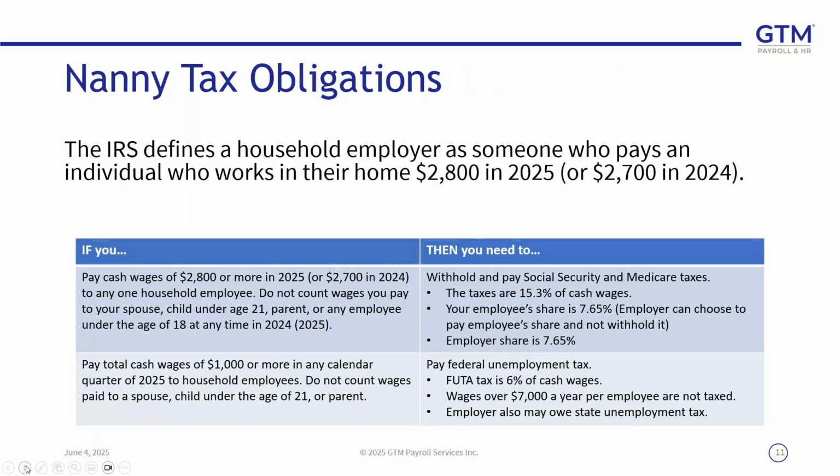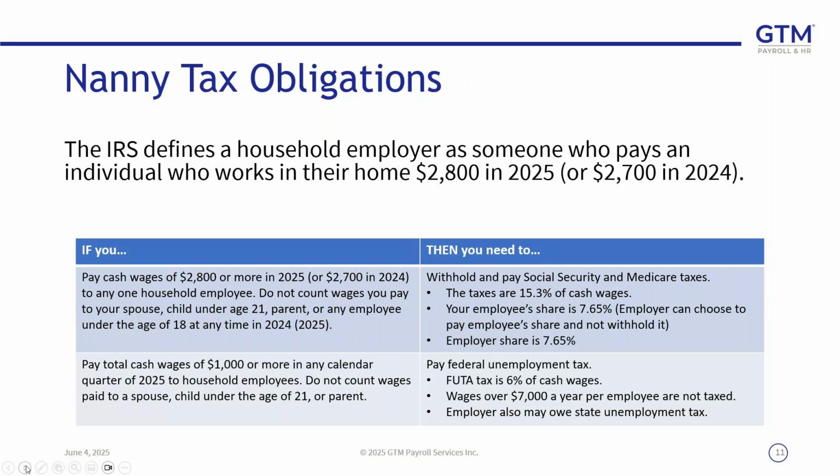If the family goes over that wage threshold, they'll need to withhold and pay Social Security and Medicare taxes, which are commonly known as FICA taxes. That total is 15.3% of cash wages, which is split evenly between the employer and employee, with each of them contributing 7.65%. Employers can choose to pay their employees' share and not withhold it.